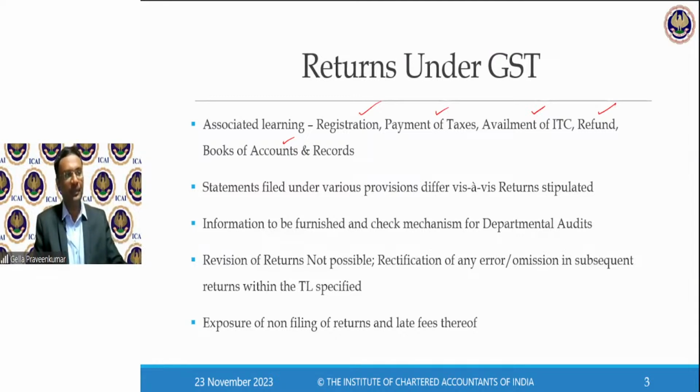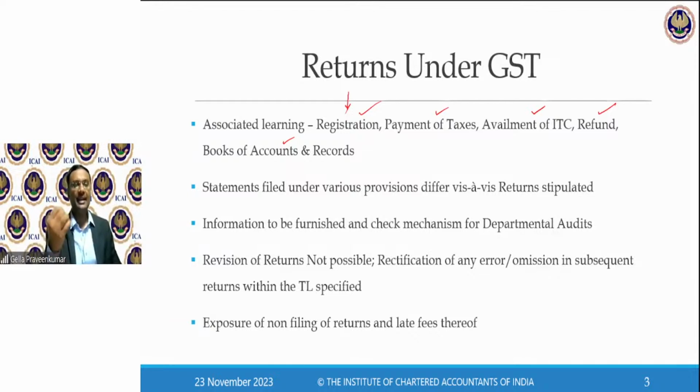That means all those learnings we have done: when to register, what to register, or how to register. For example, should I register as a regular taxpayer, or as a composition taxable person? Should I register as a casual taxable person? Should I register as a TCS operator? Like the e-commerce transactions, like the supply of food by an e-commerce aggregator.